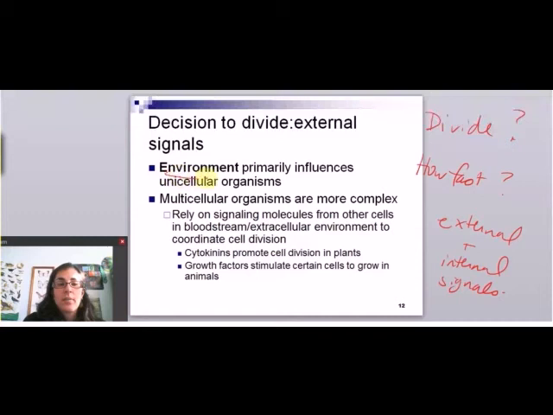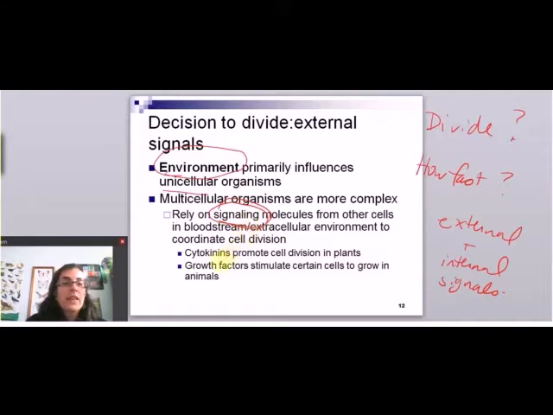External signals, the environment plays a big role in that, especially in unicellular organisms. So things like bacteria or yeast or other things that are unicellular, their decisions about division are going to rely on just how much food is in the environment. Multicellular organisms like us are going to rely on signaling. So remember signaling, there's a signal that's sent out and other cells receive it and have a response based on it.